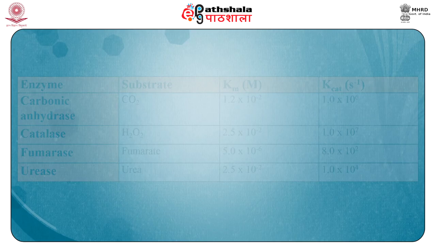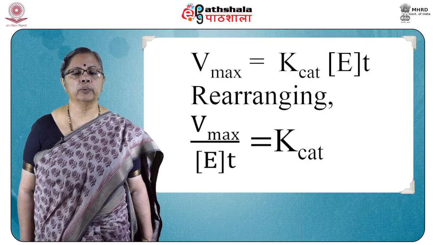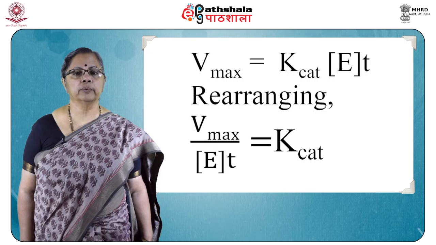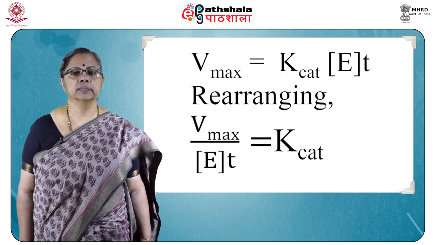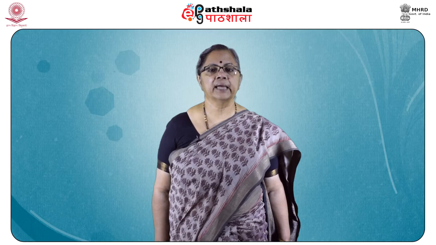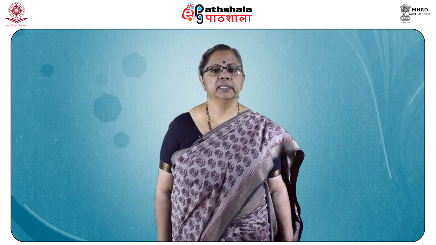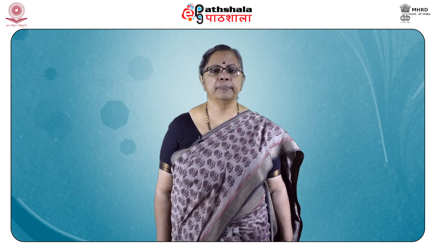In view of this, what is the significance of Kcat? As has been indicated previously, Vmax is equal to Kcat into Et. Rearranging, Vmax divided by Et is equal to Kcat, or Kcat is the number of substrate molecules which are converted to product per unit time. By convention, Kcat is expressed therefore as the turnover number with units of per second. Unlike Km, the Kcat value directly relates to the rate of the reaction catalyzed by an enzyme and therefore is a better parameter to rate enzymes.